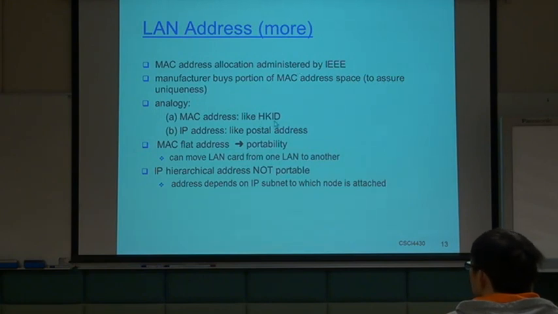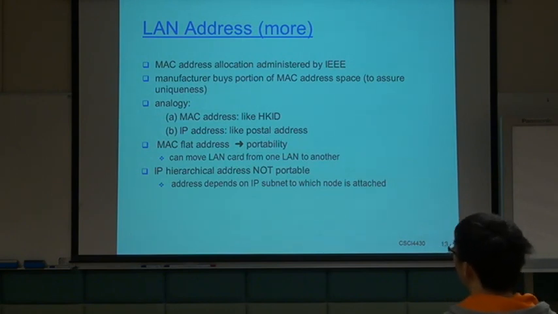It's just like your Hong Kong ID. Everybody has their own ID. And the IP address is more like the postal address. What's the difference between the Hong Kong ID and the postal address? For a postal address, there will be a hierarchy. It starts from the street address, and then within the street, you identify the building and then the room number.